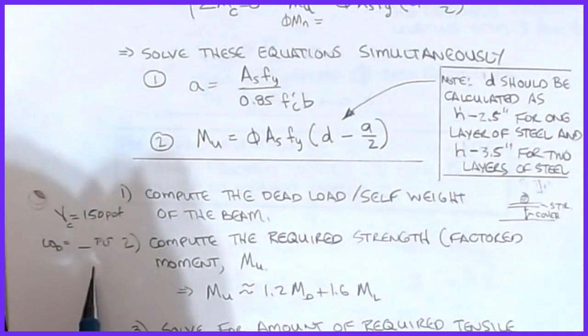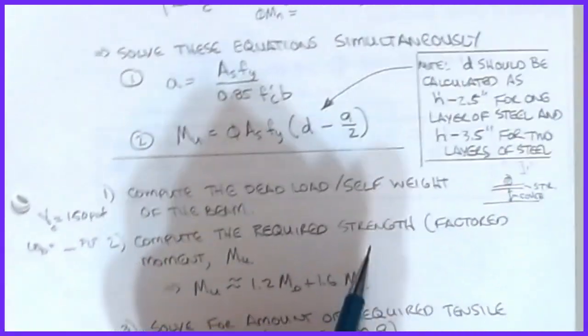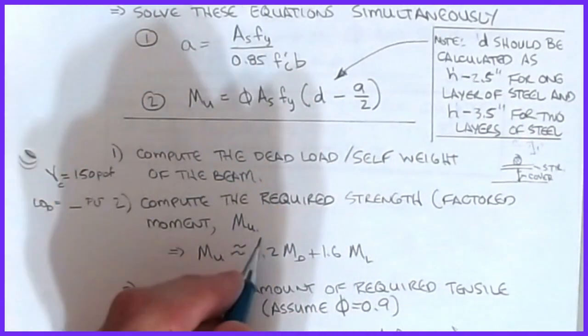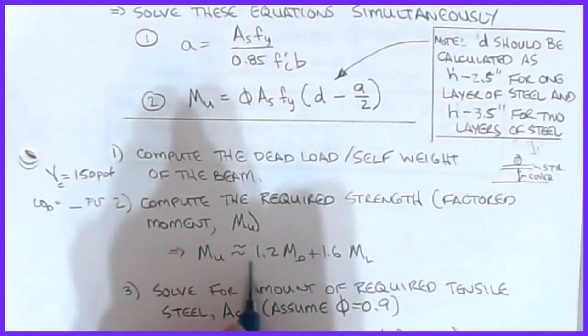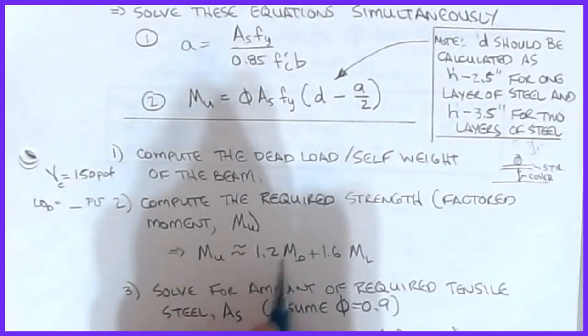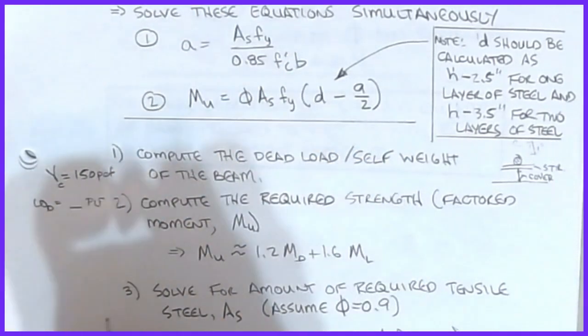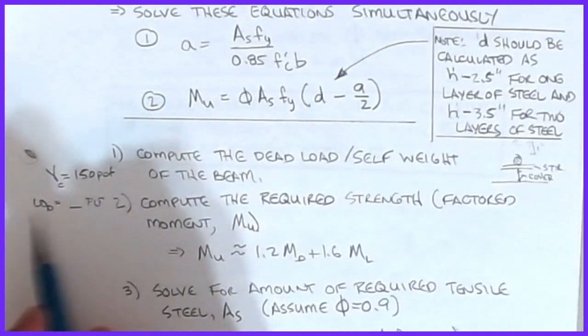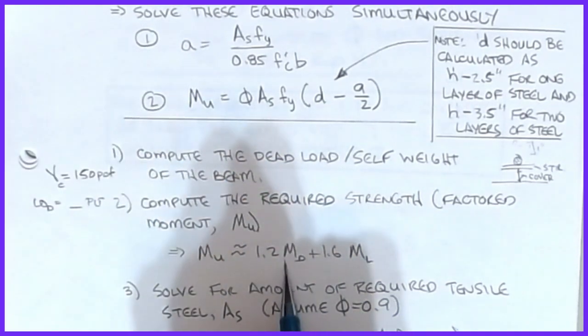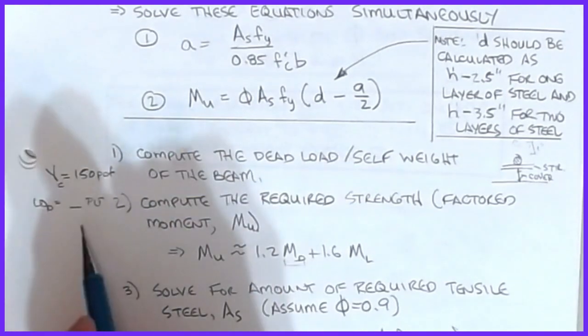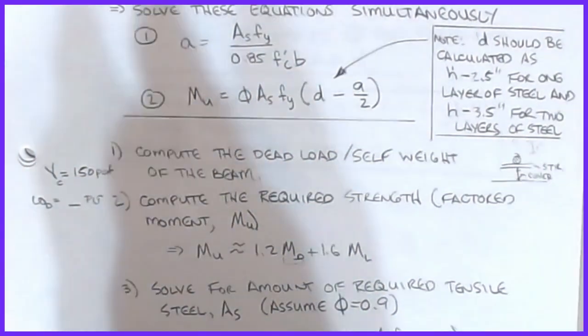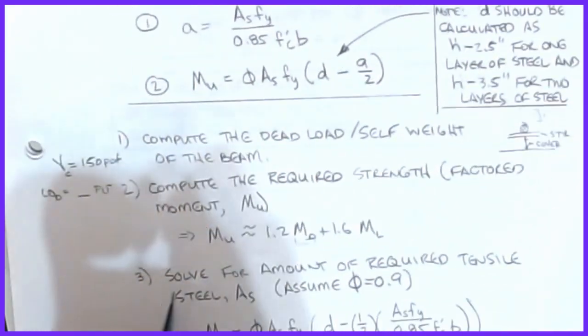We can compute the required strength, which is our factored moment, Mu, approximately equal to 1.2 times the dead load moment plus 1.6 times the live load moment. And again, that's where the self-weight becomes an issue. I get a little bit of extra factoring in there, and that is not insignificant. It can add several percent to your overall moment.